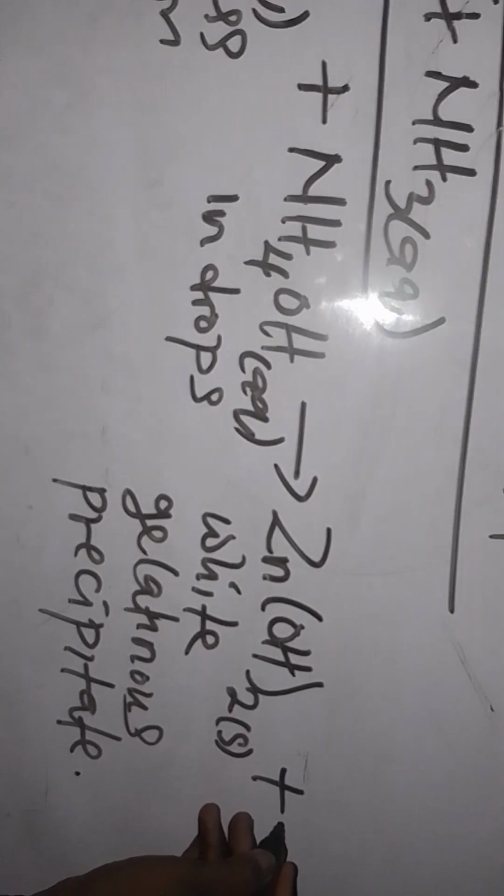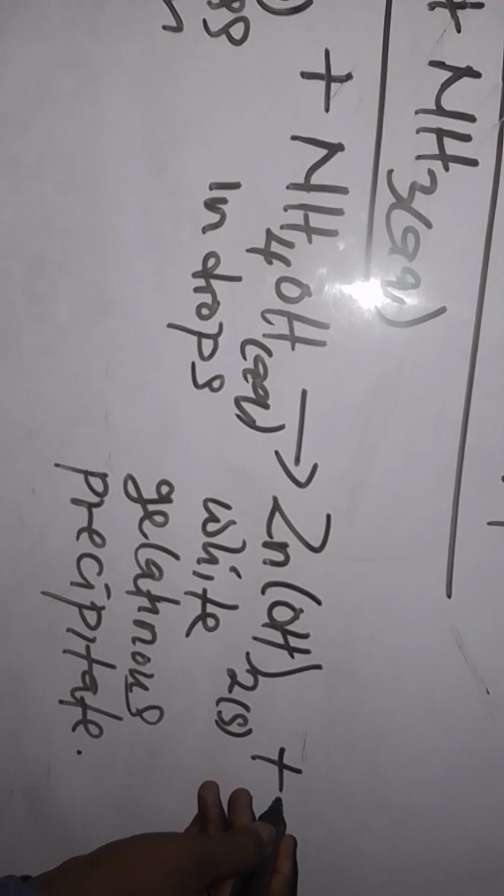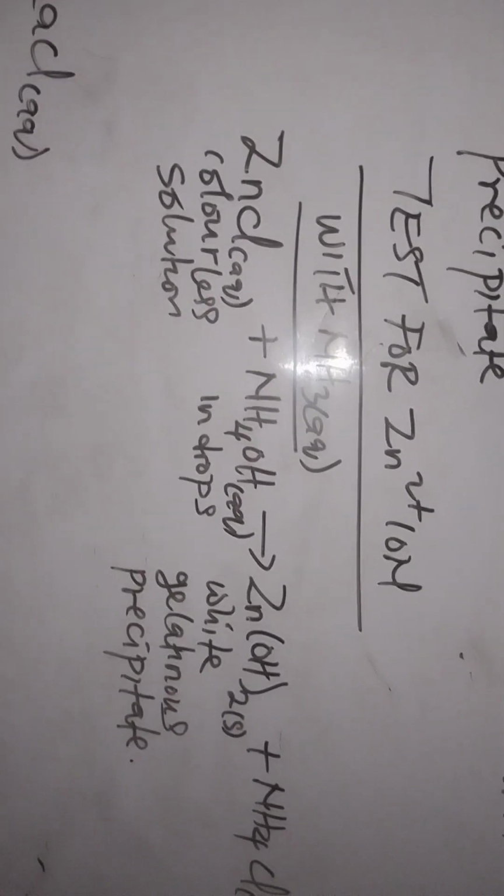Then you have plus what? You are having ammonium chloride, NH4Cl, which is soluble. So that is what you add there. But what of when you now add aqueous ammonia in excess? You have zinc 2 hydroxide, which is a white gelatinous precipitate.